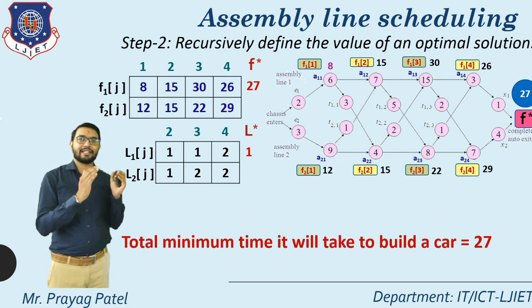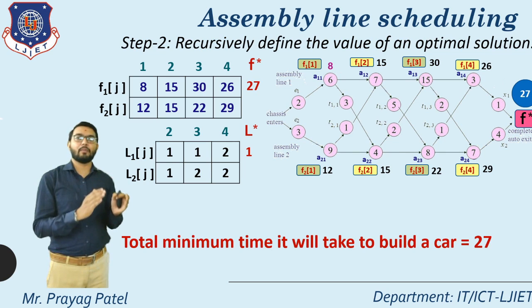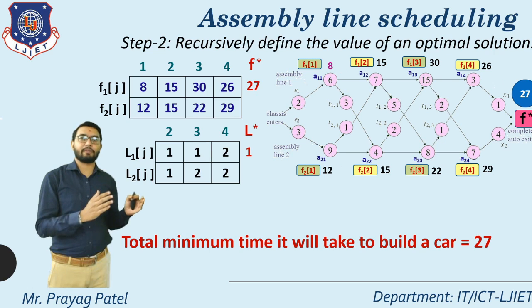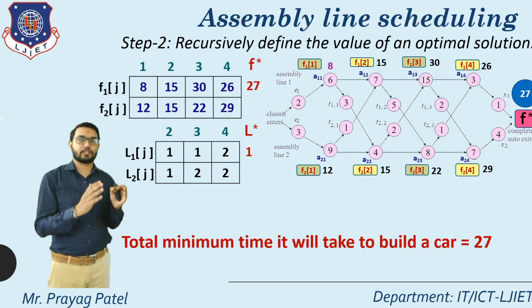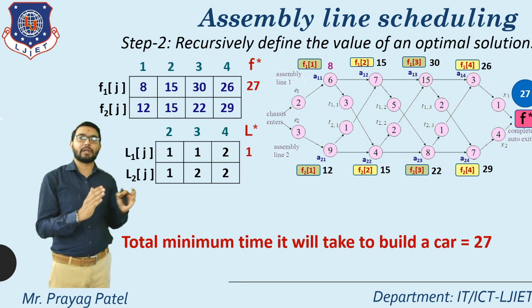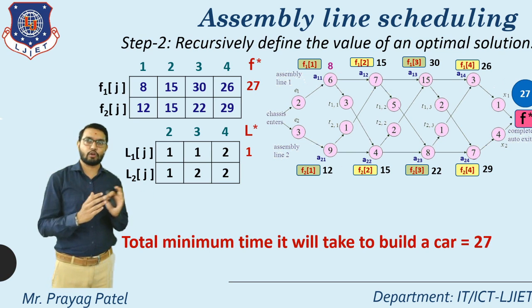Meaning you can consider it as a time constraint, then consider the minimum amount of time required to solve this problem. If you consider the cost factor, then the minimum cost required to build a car is equal to 27, or the minimum time required to build a car is equal to 27. This is called the optimal solution, meaning the best solution.